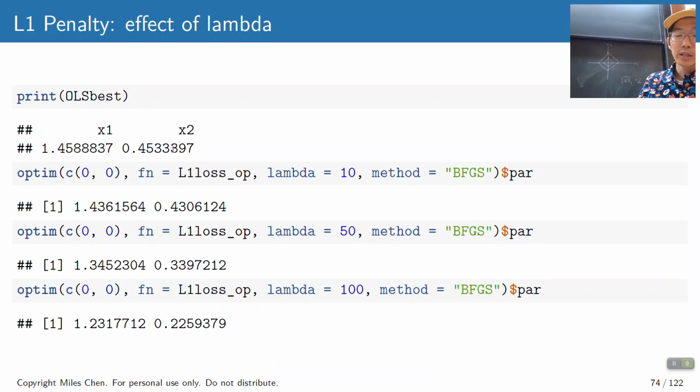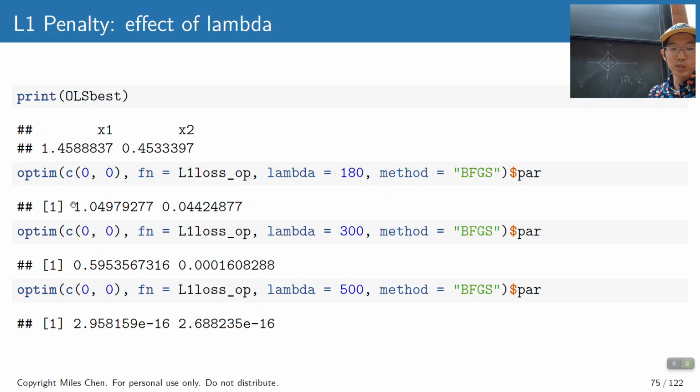Okay, and as I try to optimize this, I can change my lambdas, and we can see as lambda gets bigger, these values shrink. So it goes from 1.458 to 1.436 to 1.345 to 1.23. As lambda keeps getting bigger, we get 1.049, 0.595, until we effectively get zeros here, okay? And that's with a lambda that's really big.